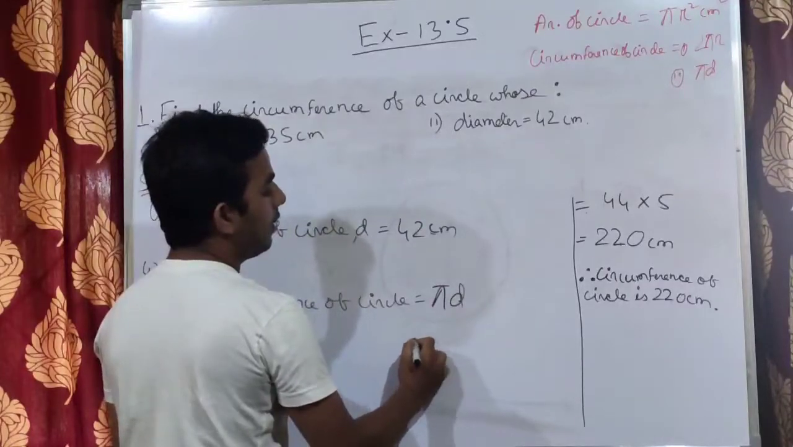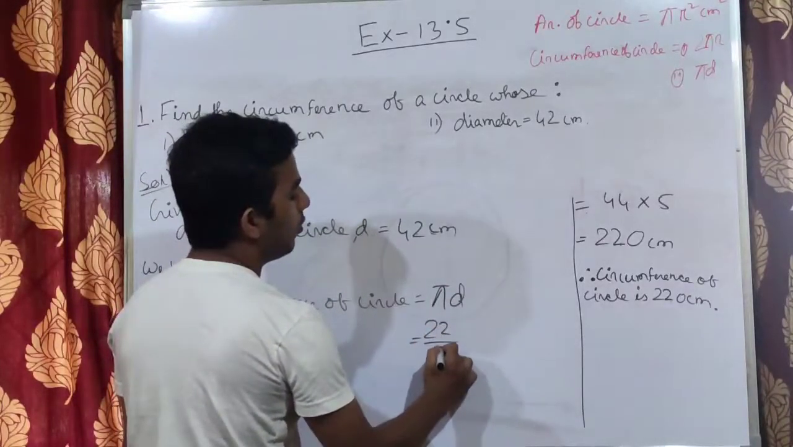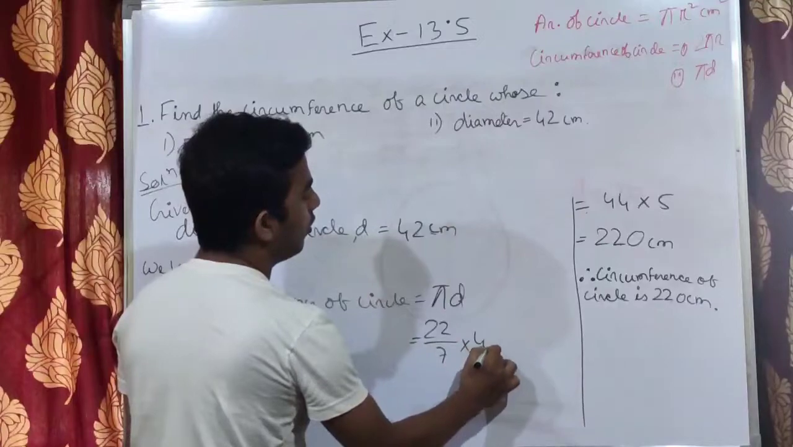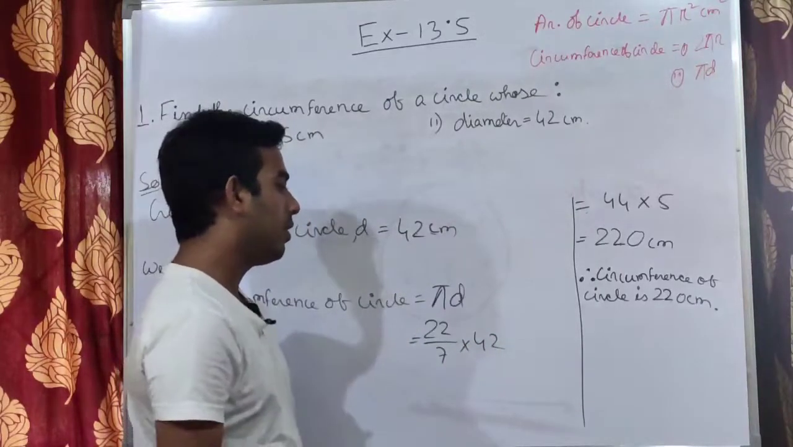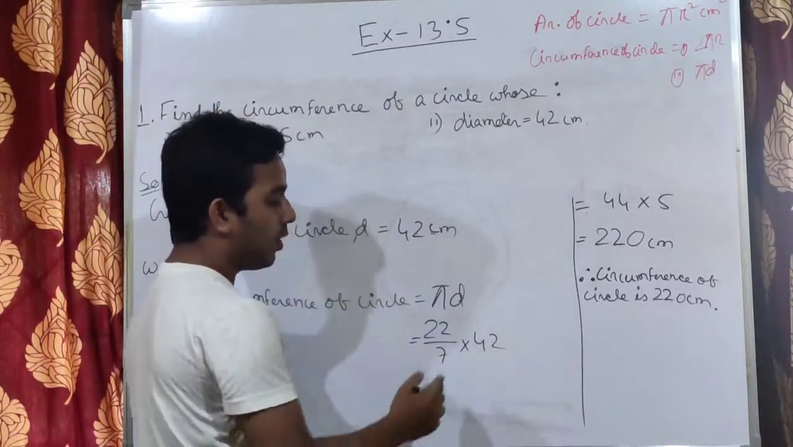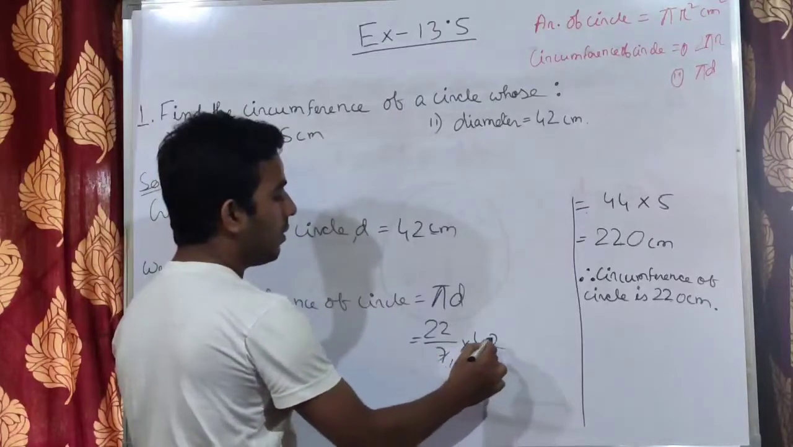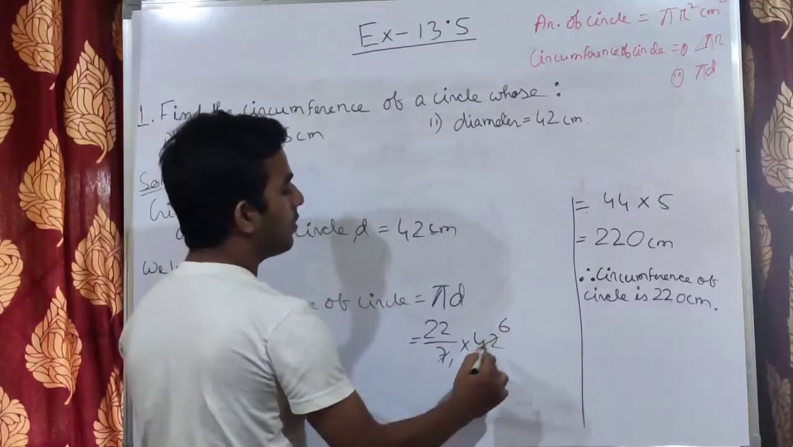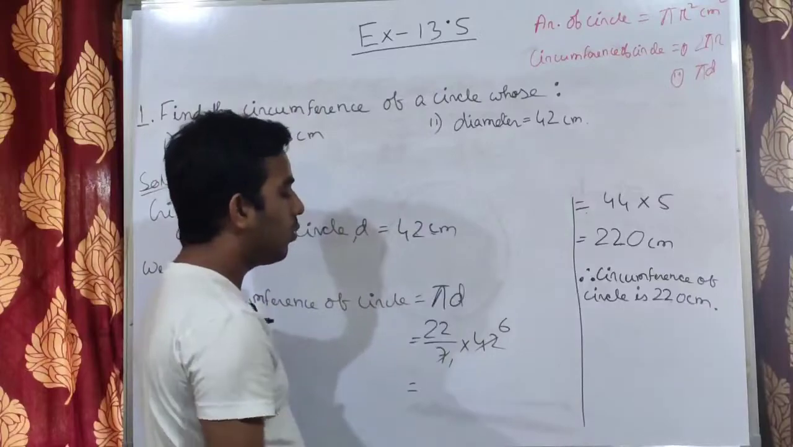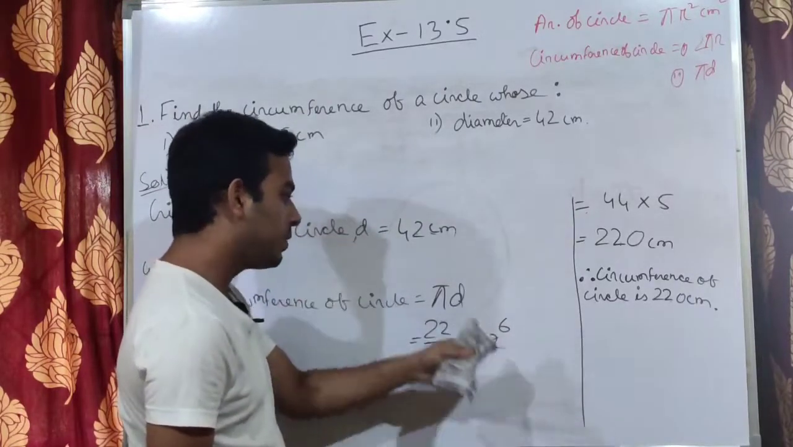Pi d. The value of pi is what? 22 by 7 into 42. Now 7 will cancel what? 42 is 7 into 6. So 7 ones are 7, 7 into 6 is 42. Now we will multiply 22 with 6.